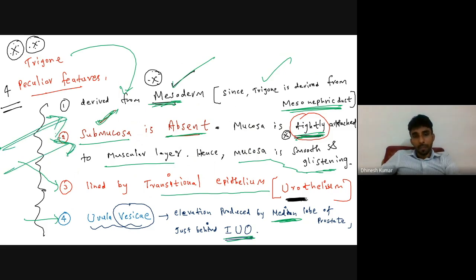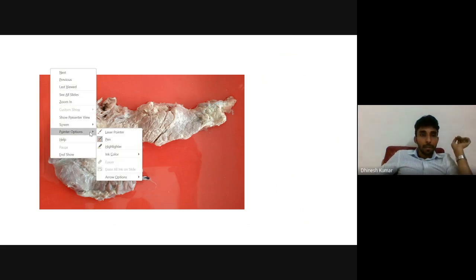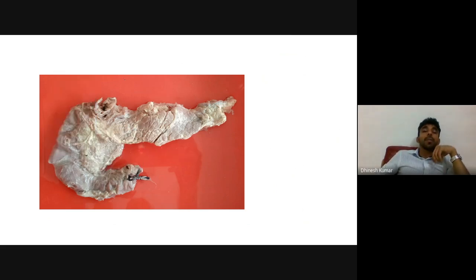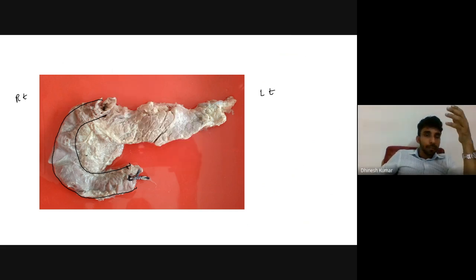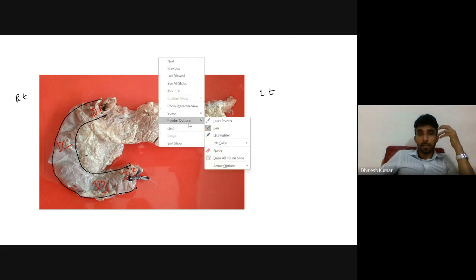Now coming to a few questions related to the duodenum and the pancreas. So this is the specimen of duodenum and pancreas. Right now I am highlighting the outline of which structure? The duodenum, isn't it? This is the right side and this is the left side of the given specimen. What are the various parts of the duodenum? We have D1, D2, D3, and D4. These are the 4 parts of the duodenum.